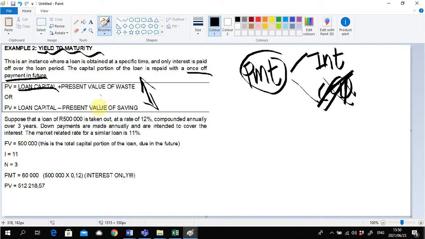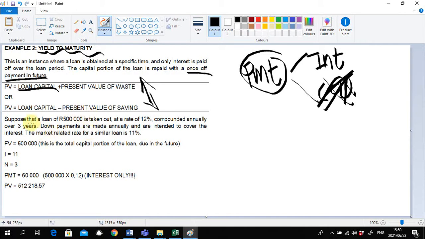If you are working with a yield to maturity, you will always find that there are two interest rates given to you in a question. So the first is an interest rate that is due by your institution or by you to this financial institution, and the other rate is a market related rate. So you will always have two rates. If you see the two rates, you know that you need to calculate a yield to maturity.